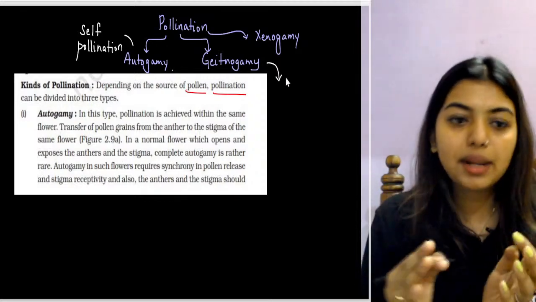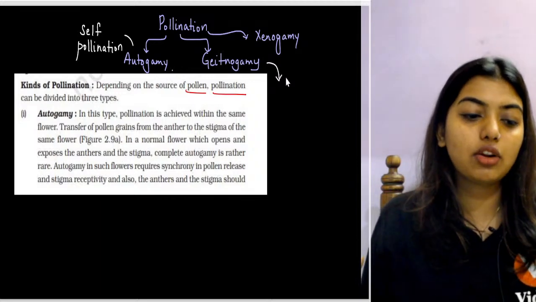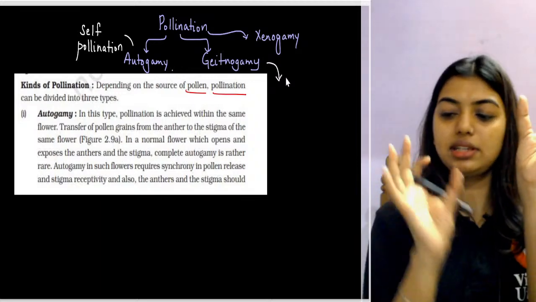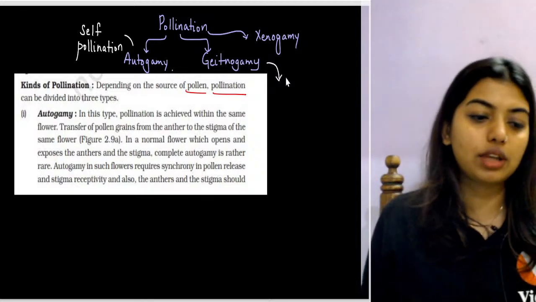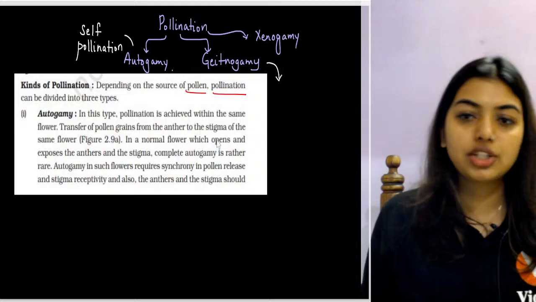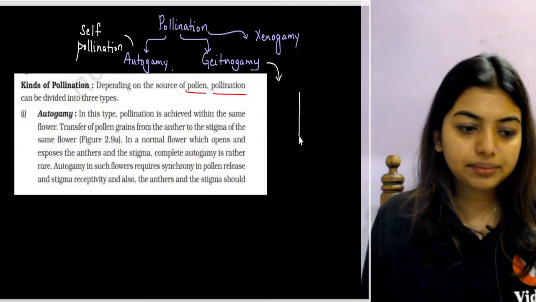Geitonogamy means what now, students? In the same plant itself, different flowers. Not the same flower. This one flower is there, this one flower is there. From here, the pollen from the anther is falling to this flower. That is geitonogamy. Yes or no? So this is the flower.